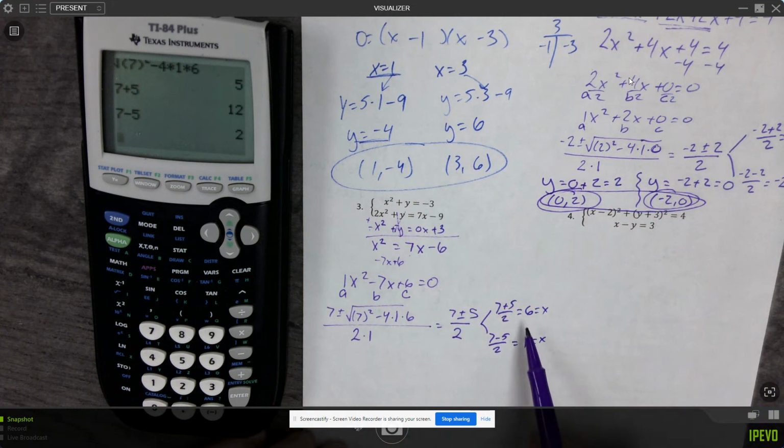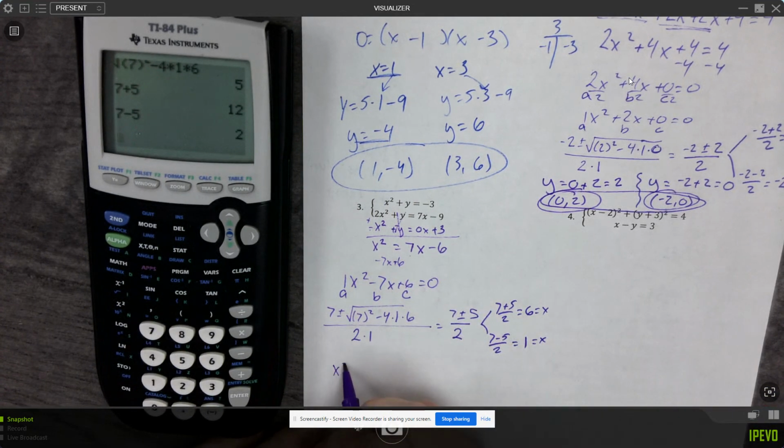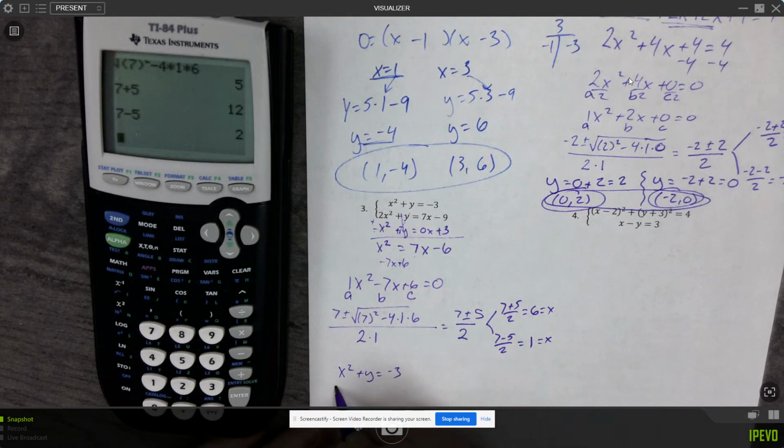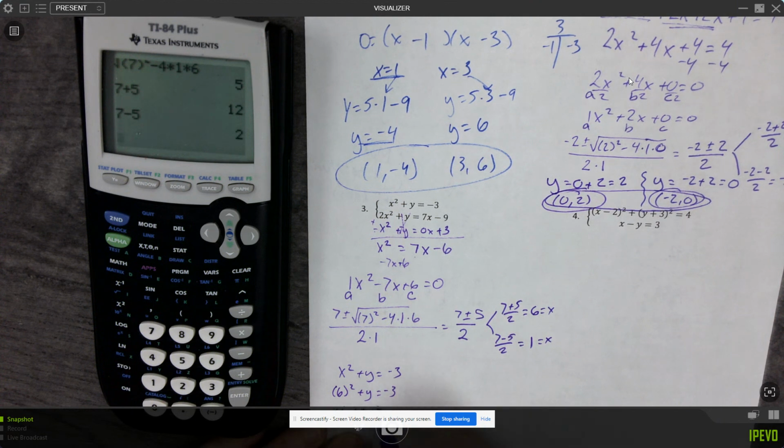So everywhere you have an x, we need to plug in 6. So I'm going to use x squared plus y equals negative 3. Plugging in 6 for x. So 6 squared plus y equals negative 3. 6 squared is 36 plus y equals negative 3. So I need to subtract 36. So y equals negative 39. So that coordinate point is 6, negative 39.